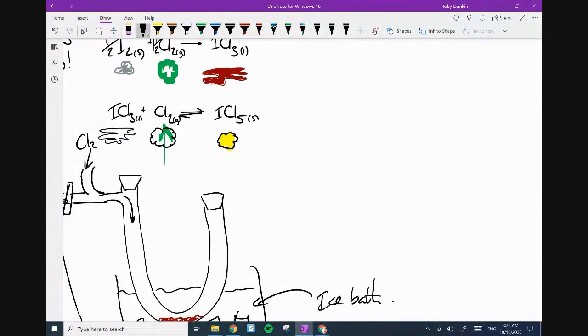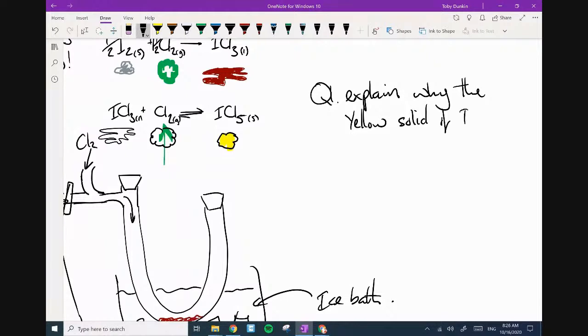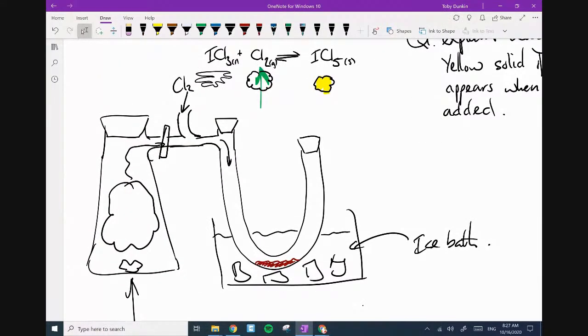Love that. My diagram's awesome. So question: explain why the yellow solid of ICl5 appears when Cl2 is added in stage 2, which was the pinch into the main reaction vessel, and then to add in more chlorine.